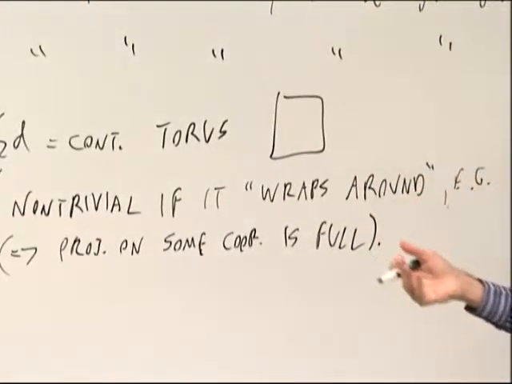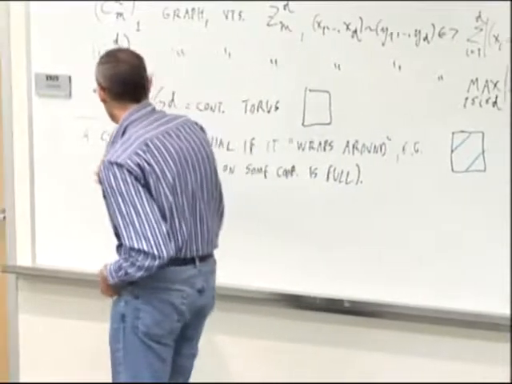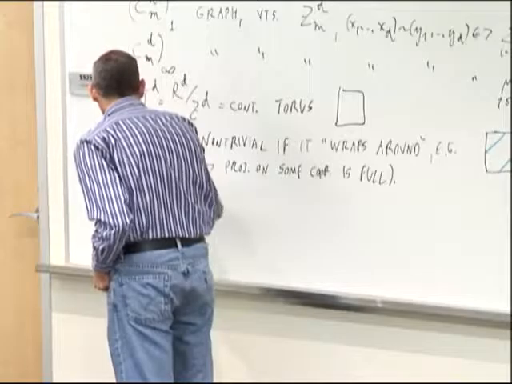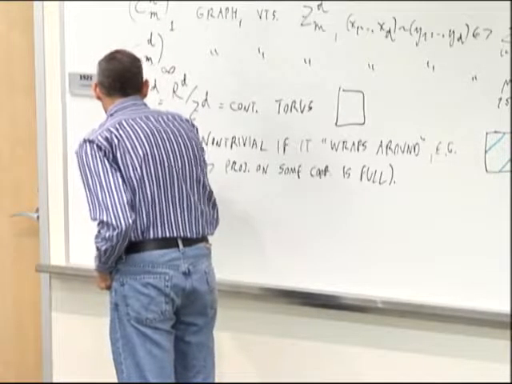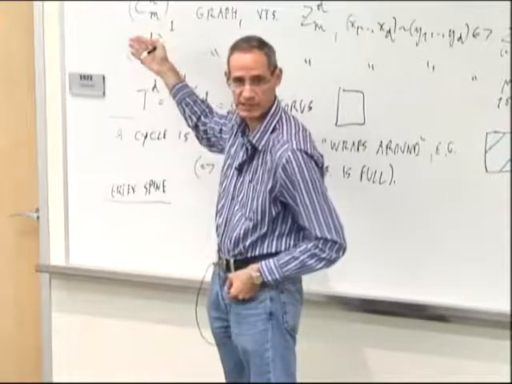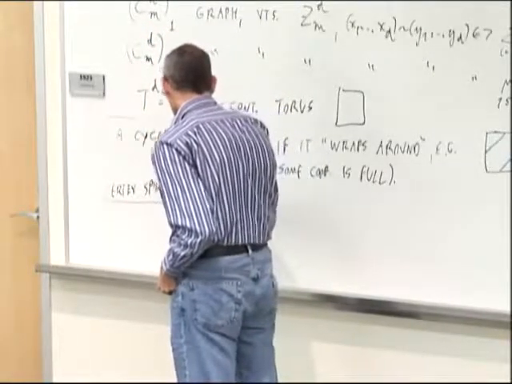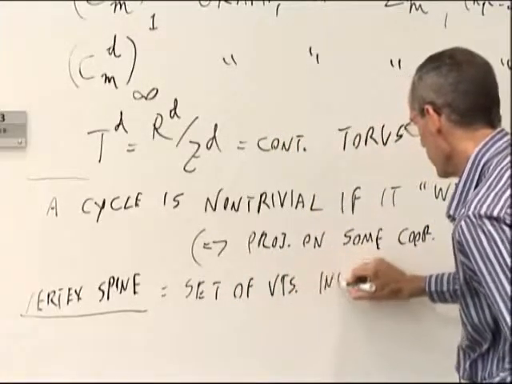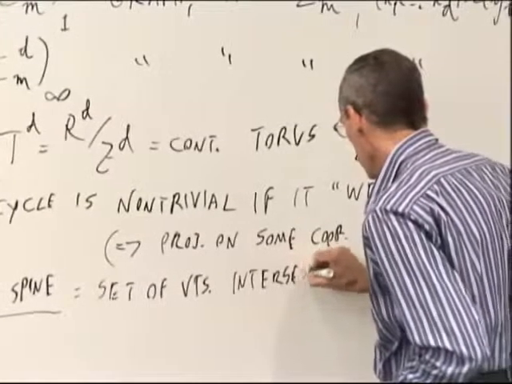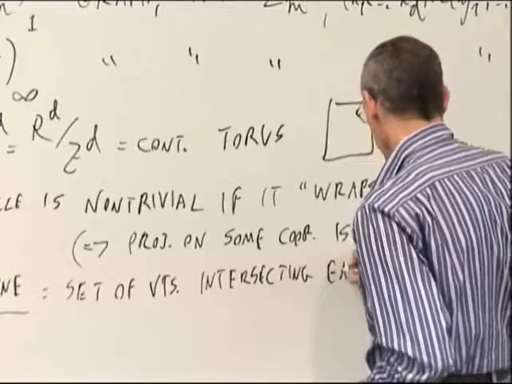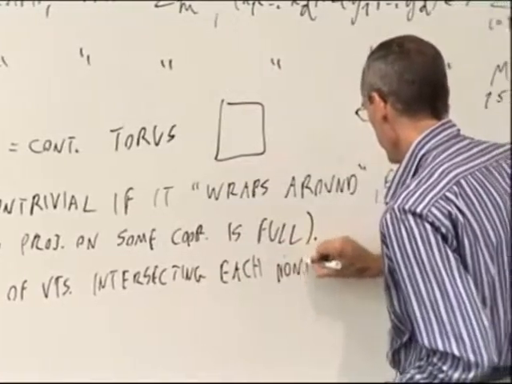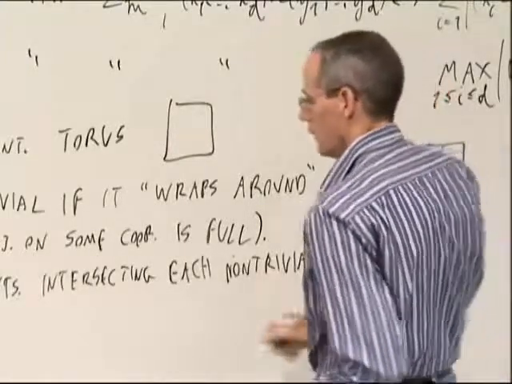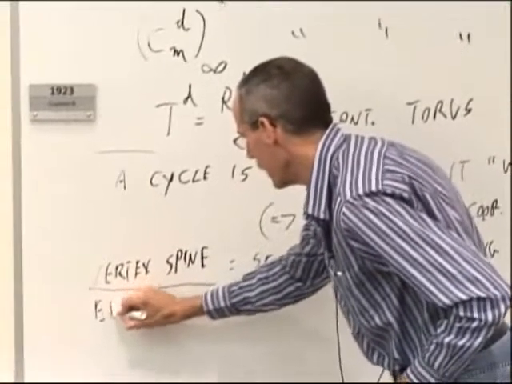And then the final definition is what is called a spine. So a spine will be, but again, we'll have three of them. So I'll define a vertex spine. This will apply to the discrete cases, to any two of the graphs. This will be a set of vertices that intersects each non-trivial cycle. And similarly, we will have an edge spine.